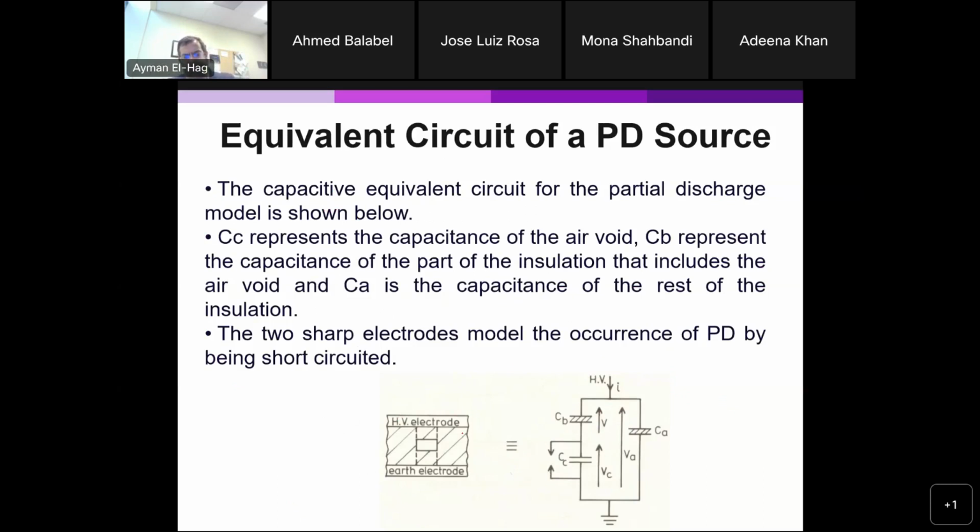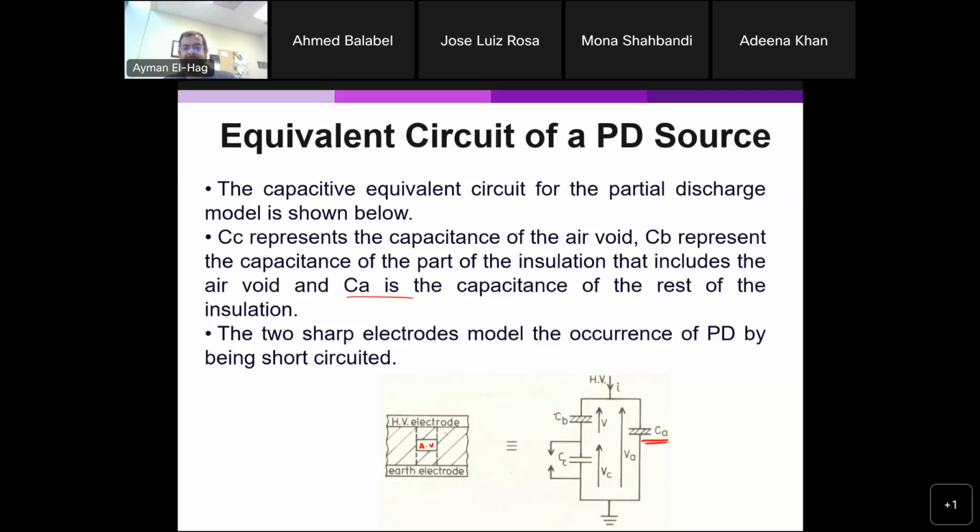Imagine we have this system. This is a high voltage, and there is an earth electrode, and this is an air void. This is your air void, which is a defect. So the whole system here is a good system, but this is an air void. Now, how to represent it? We represent the whole good system as capacitance CA. CA represents the capacitance of the rest of the insulation.